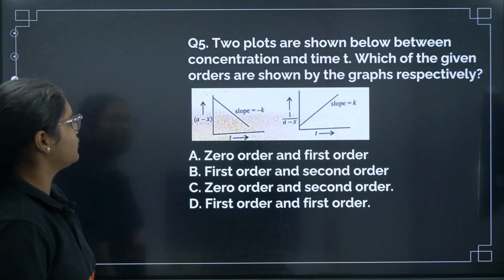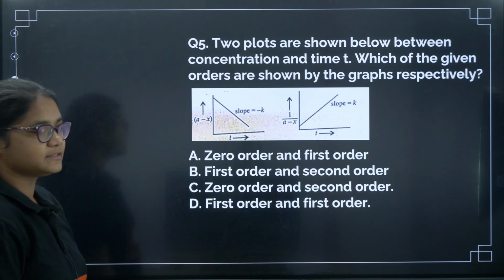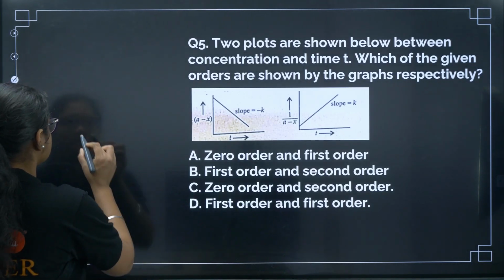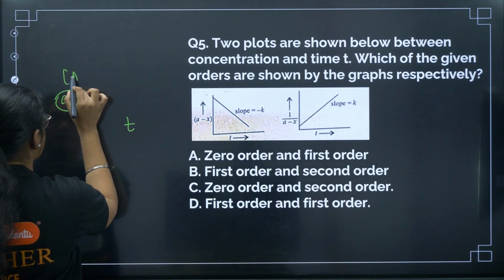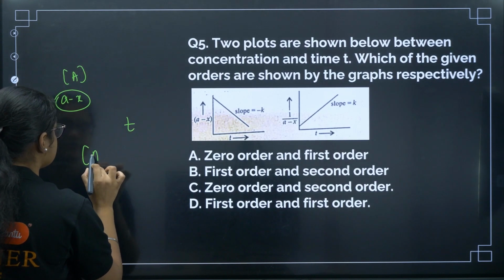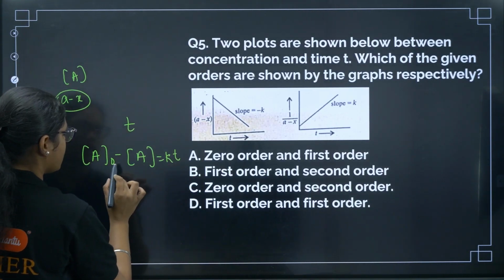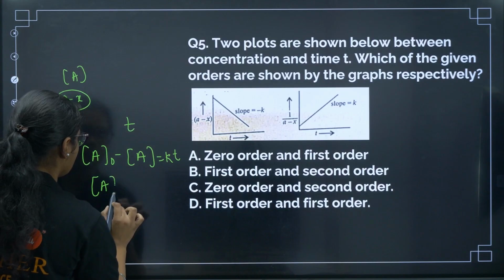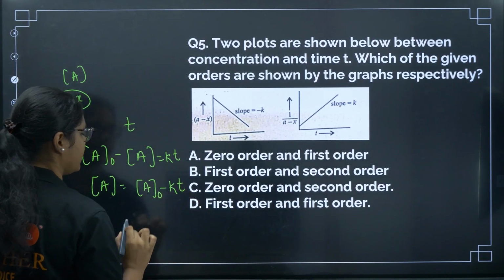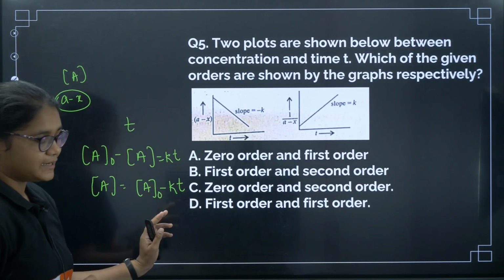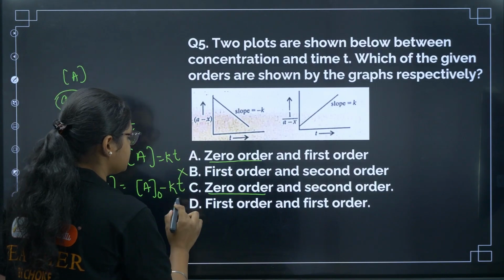Now let us go to the next question. The plots are shown below between concentration and time t. Which of the given orders are shown by the graph respectively? So if you see here, the graph is versus A minus X and T, okay? So A minus X is nothing but the final concentration. So in zeroth order reaction, we have A naught minus A is equal to KT. Now if I want to draw a graph for A, I'll take this side, then I'll get A naught minus K into T, right? So this, the negative slope value is minus K. So this is for which order? Zeroth order reaction, right? So these two options we can eliminate.